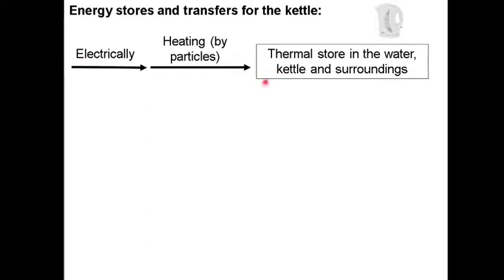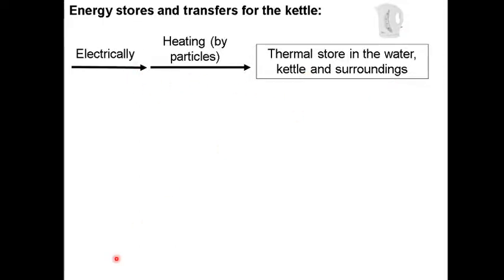Sometimes they are written out like this. And what we're seeing here is energy being transferred electrically. Like I said before, that is originally coming from a power station and is going to come from a chemical or a nuclear store of fuel or come from a renewable energy resource. But energy being transferred to the kettle electrically, energy being transferred to the water and to the kettle by heating, by particles, and eventually it all gets transferred into the surroundings by heating and ends up as a thermal store in the water and in the body of the kettle and in the surroundings, like we said before, but just setting it out as arrows and boxes.